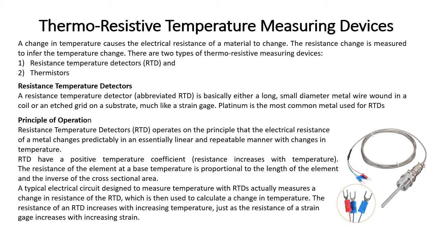Under RTD, the resistance temperature detector or RTD is basically either a long, small diameter metal wire wound in a coil or an etched grid on a substrate like this, much like a strain gauge. Platinum is the most common metal used for RTDs. Principle of operation: RTD operates on the principle that the electrical resistance of a metal changes predictably, in an essentially linear and repeatable manner, with the change in temperature.